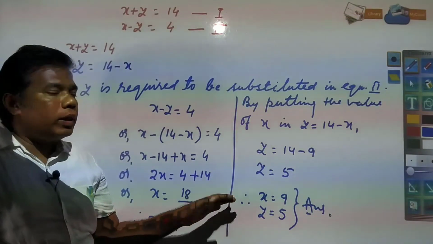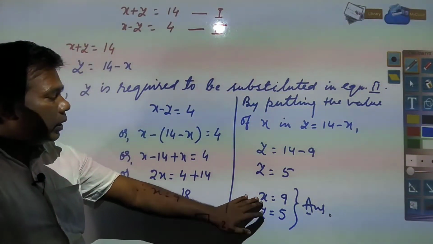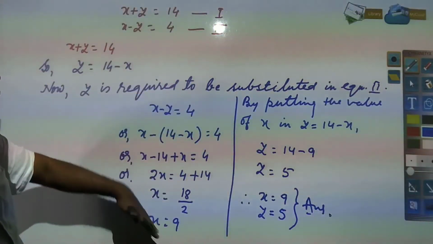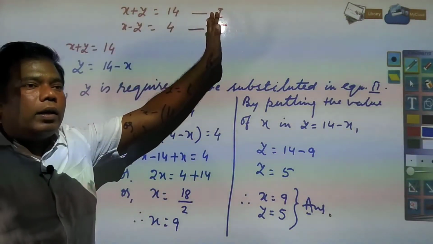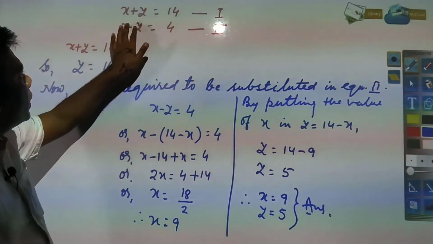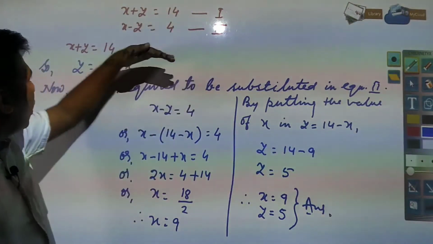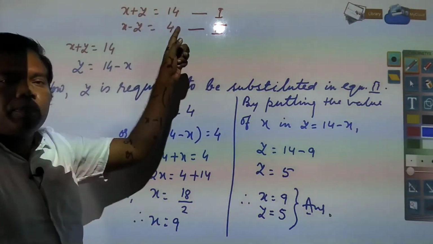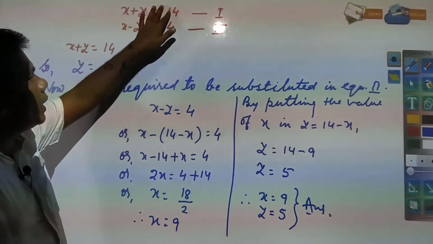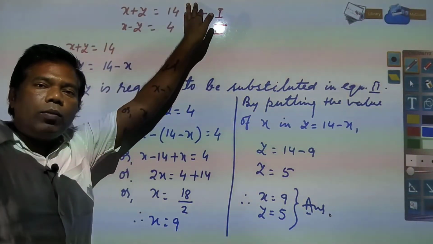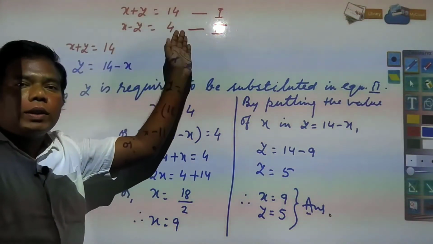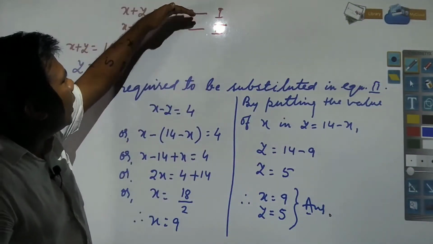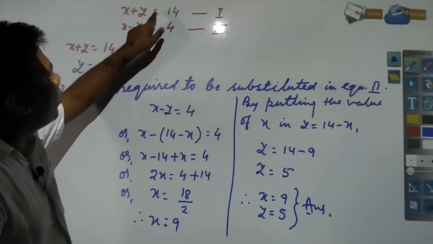So I hope you understood how it was found out: x is equal to 9 and y is equal to 5. What we did: two equations we had, x plus y is equal to 14 and x minus y is equal to 4. Now, y has been expressed in the form of x. You can start with any equation, either equation 1 or equation 2. So we have started from equation 1 and y has been expressed in the form of x.